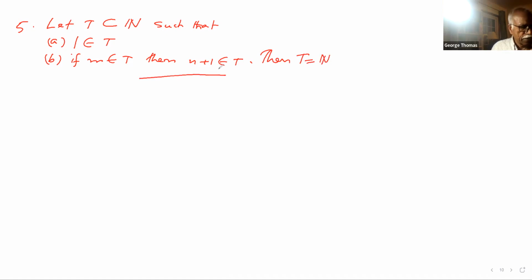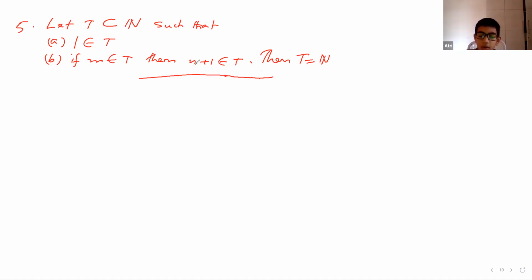Now, let me do it another way. If n plus 1 is contained in the set, then n plus 2 is also contained in the set, then n plus 3 is also contained in the set. So that means T is then all the natural numbers there is. So T is equal to N, actually. Yeah, but you see, when you are dealing with an infinite set, we cannot just say and then and so on, and we have to write it down in steps.